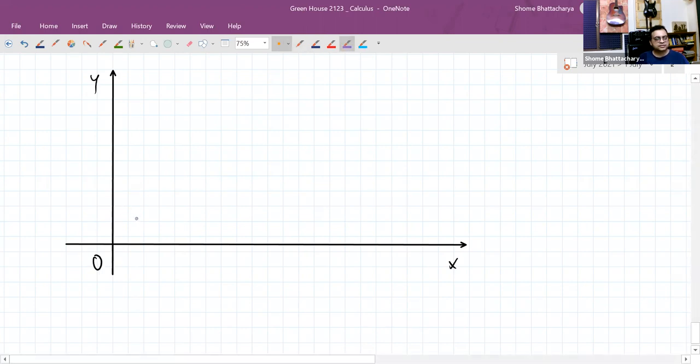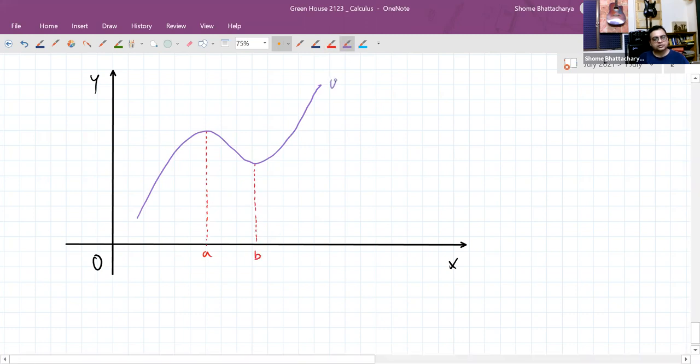So I'm just imagining I have some function whose graph is like this. It first increases, then decreases, and again increases. Okay. So at the point A, I'm assuming it reaches a sort of a peak. Because the function is increasing up to x equal to a. From A to B, the function is decreasing. And then again after B, the function is increasing.